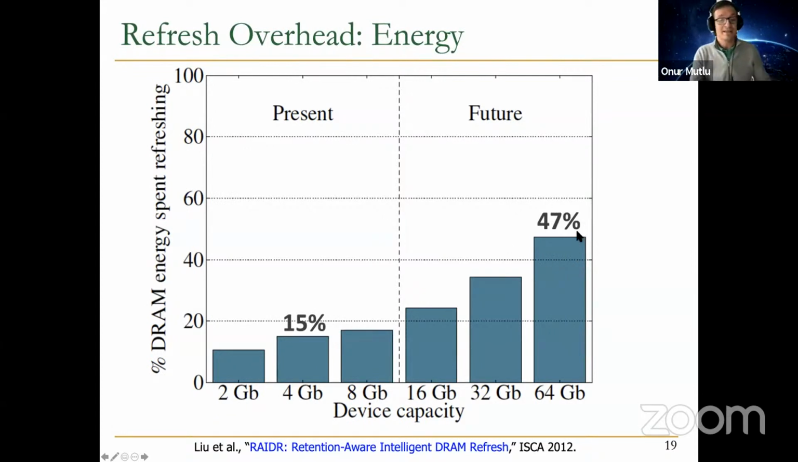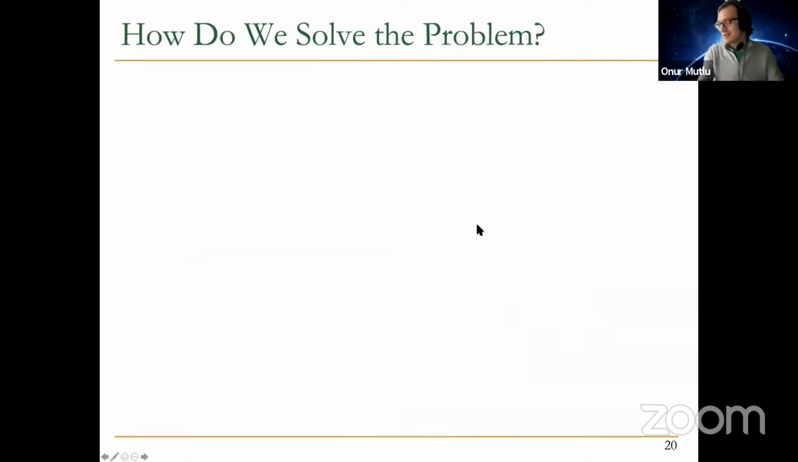So essentially, this is a scalability problem, because if you don't do anything about this problem, and if you keep adding cells to memory, rows to memory, so that you can increase the capacity, half of the performance will be lost and half of the energy will be lost just to maintain data with the refresh. That's why this is a big scaling problem. Okay. So I've given you the problem.